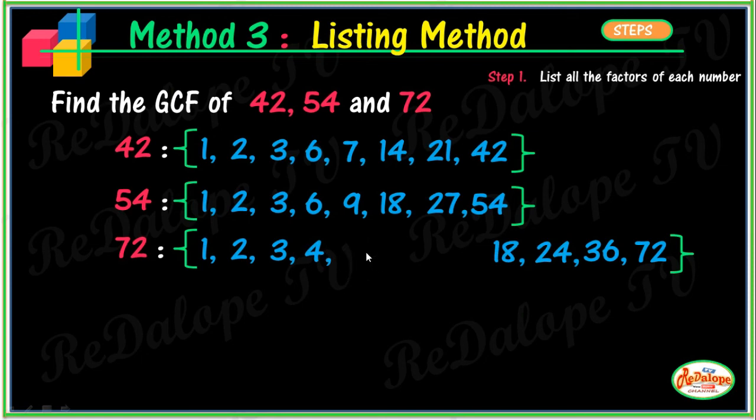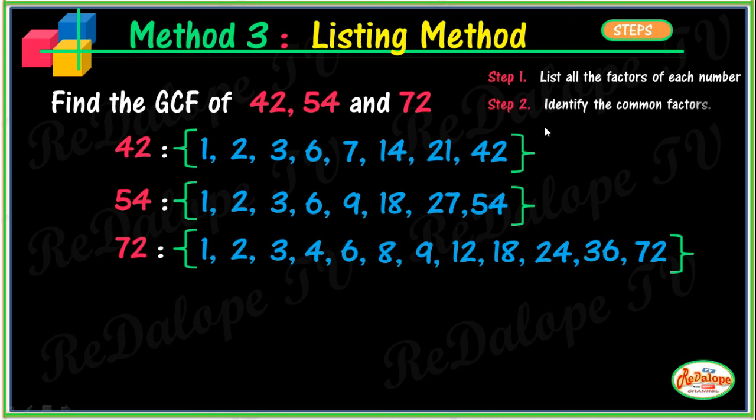Then what follows 5? That is simply 6. 72 divided by 6, so that is simply 12. What follows 6, that is 7, cannot be. We cannot divide 72 by 7. So what follows 7? That is simply 8. 72 divided by 8, so that is 9. So these are the factors of 72.